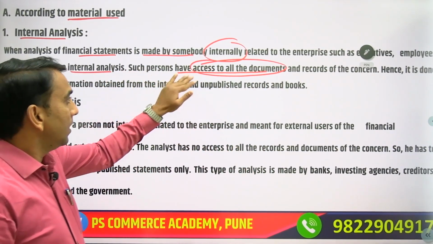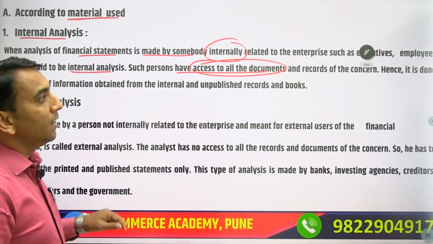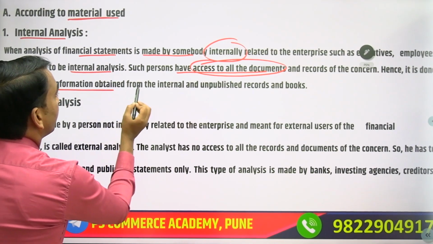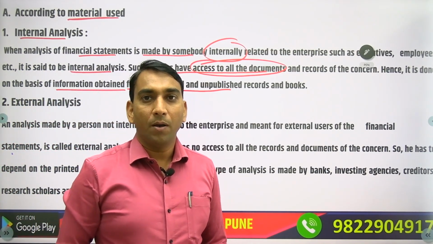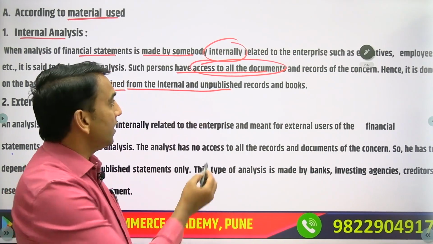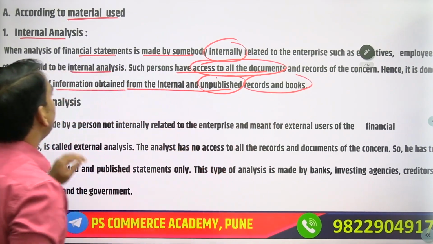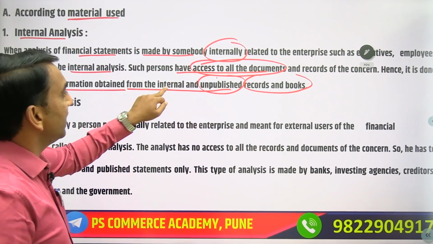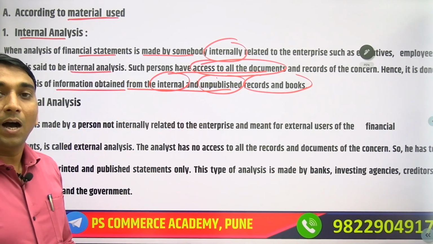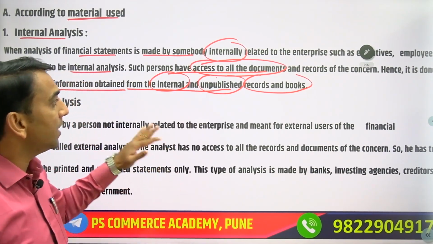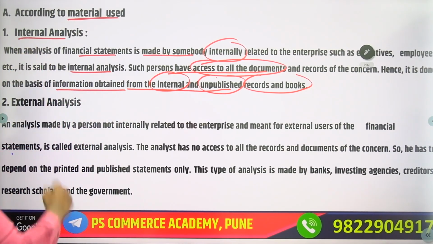So you will have access to all documents and records of the concern. Concern means a company, let us say in this case. Hence, it is done on the basis of information obtained from internal and unpublished records and books. The balance sheet is a published record, but this is unpublished, an internal record, not available in the public domain. If you are doing this type of analysis, it will be known as the internal analysis.